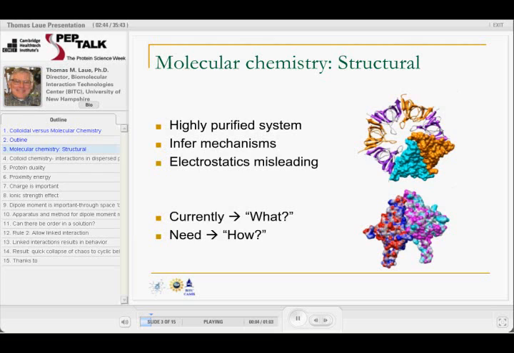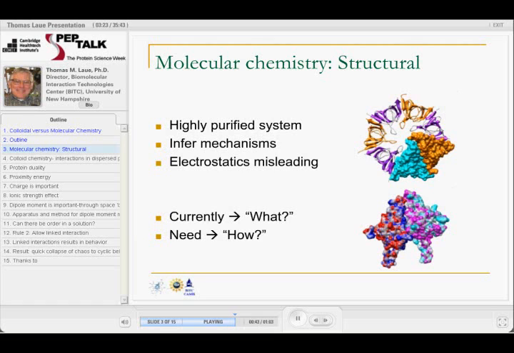When we talk about molecular chemistry, we go back to structure, the various aspects of the structure. We tend to be working with highly purified systems, and we tend to infer mechanisms from structure. It's a very powerful way. We're visual animals. We tend to infer mechanisms on the basis of the structure. But I've got to warn you, the electrostatics on structure are very misleading. So when someone tells you they've calculated a charge, or used the crystal structure to calculate the dipole moment, they may be correct. They may also be very wrong.